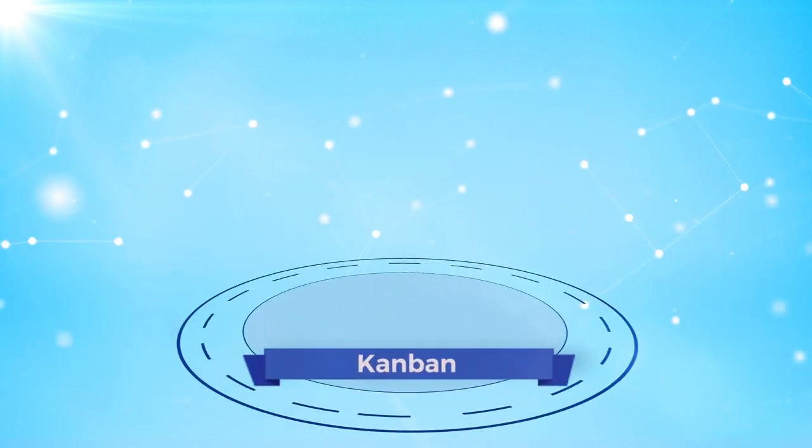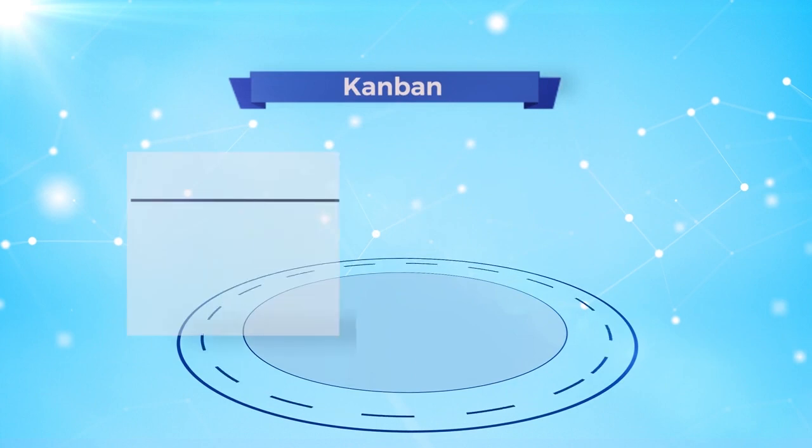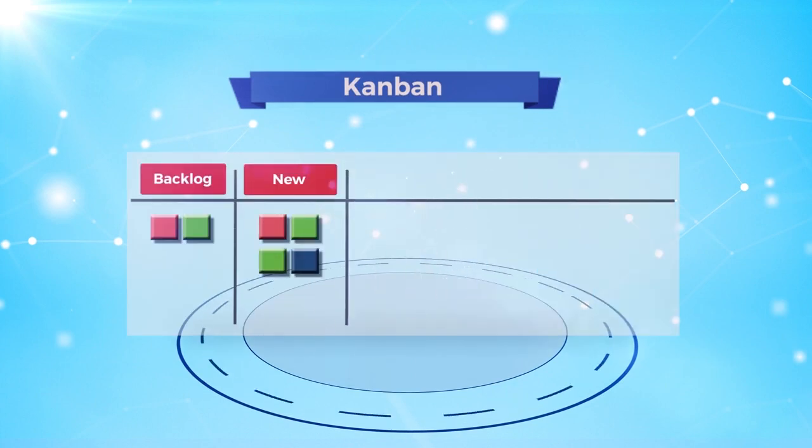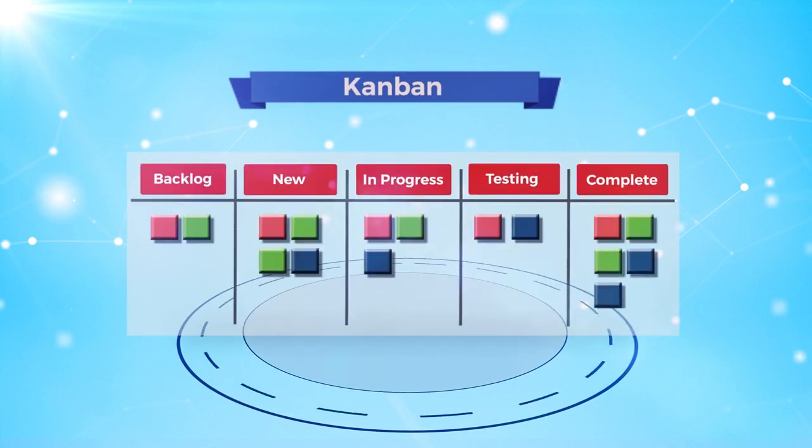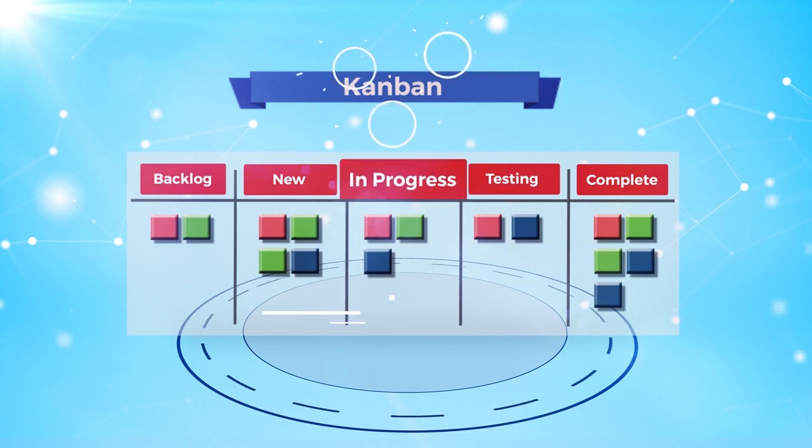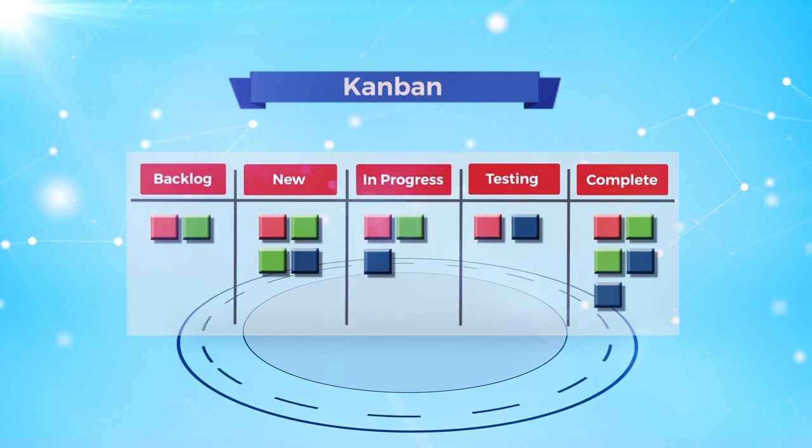Kanban, another Agile framework, is derived from Lean principles and tools. Kanban principles include visualizing a workflow, limiting work in progress, or WIP, focusing on the workflow, and continuous improvement.